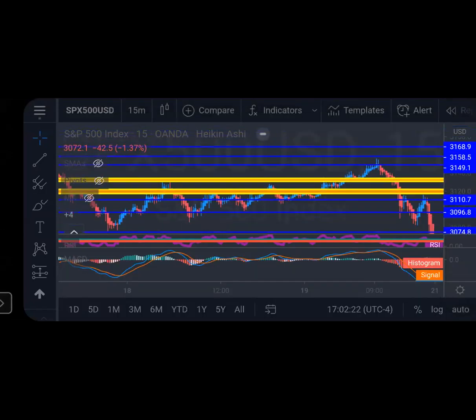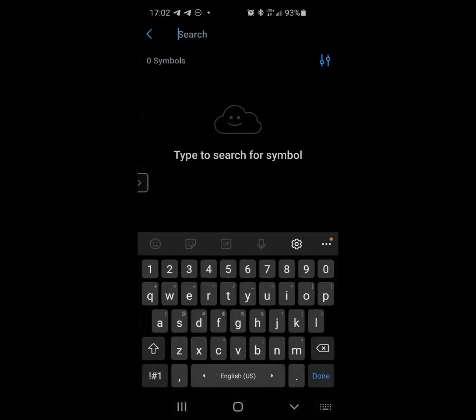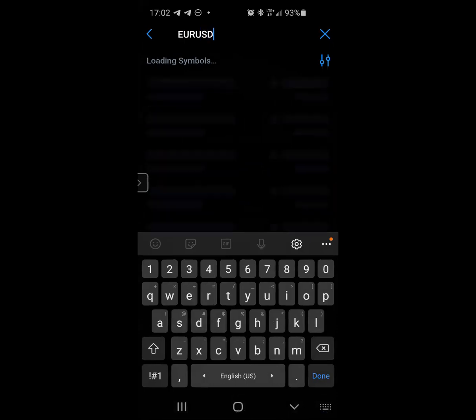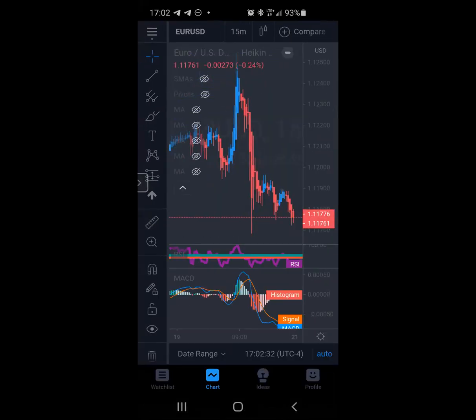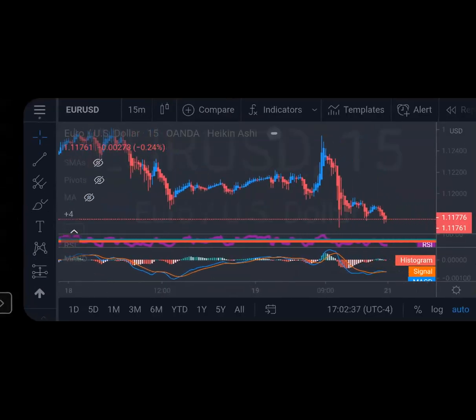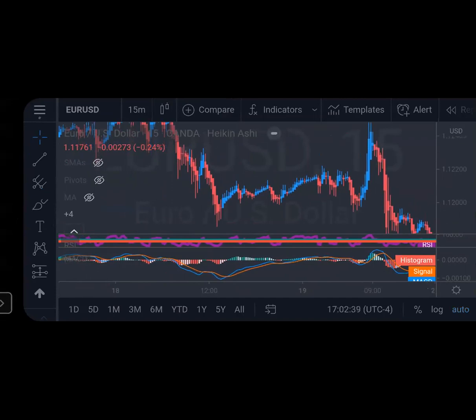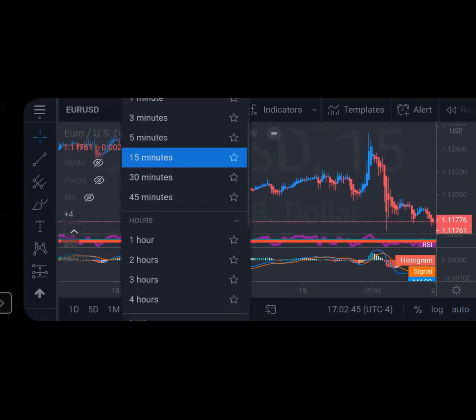So actually, let me do a cleaner one for you because I use a lot of indicators. Let's go over to Euro USD. All right, here we go. So don't pay attention to the indicators at the bottom. We're going to pay attention to the main chart right here. So when it comes to analyzing your charts, I start off with the 1 hour chart when I'm using my strategies.